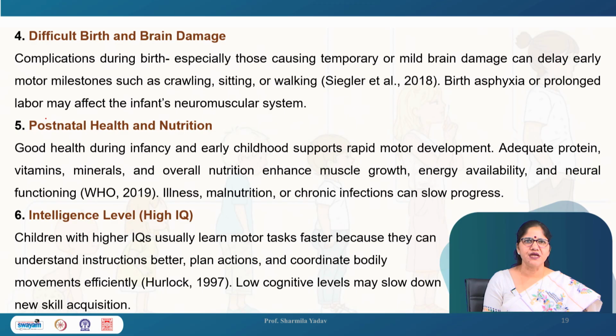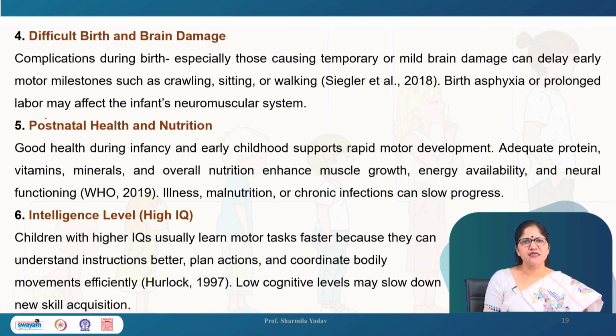Difficult birth and brain damage. Complications during birth, that is the perinatal period, natal period, especially those causing temporary or mild brain damage, can delay early motor milestones such as crawling, sitting, or walking. Birth asphyxia or prolonged labor may affect the infant's neuromuscular systems.